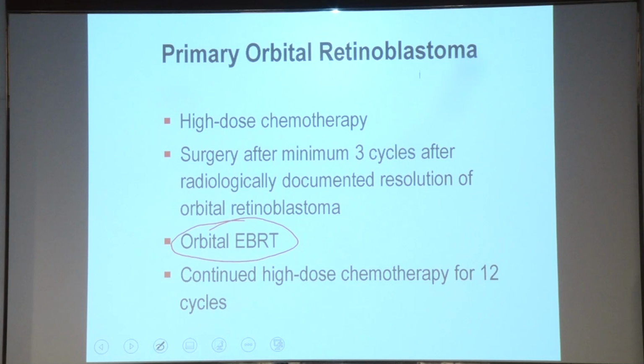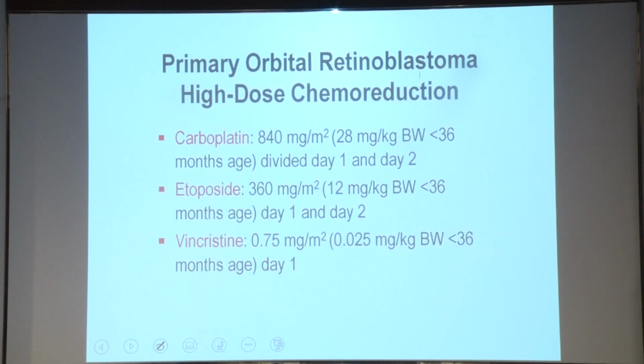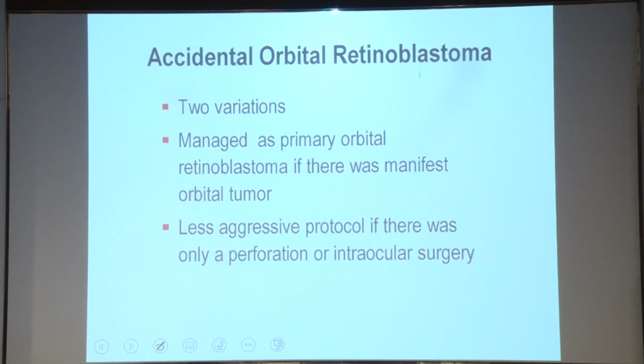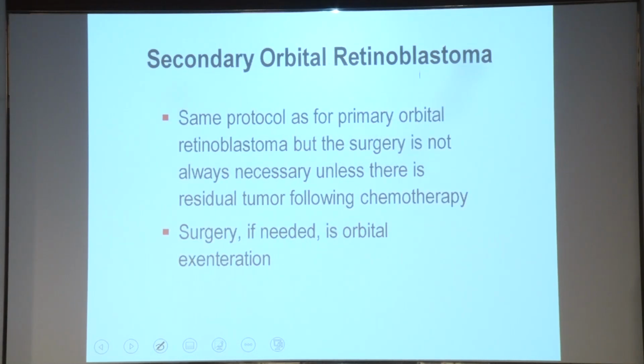So you base your radiation portal on the pre-treatment extent of the tumor and continue high-dose chemotherapy for 12 cycles. For example, if you start with chemo and then do surgery at say 5 cycles of chemo, you have to continue 7 more cycles of chemo. So the total is 12 cycles. That is how it goes. Now, doses are given here. I won't expand on that, but carboplatin, etoposide, and vincristine are the standard workhorse drugs. For secondary orbital retinoblastoma, generally we don't have to do surgery because it resolves very beautifully with chemotherapy and radiation alone.